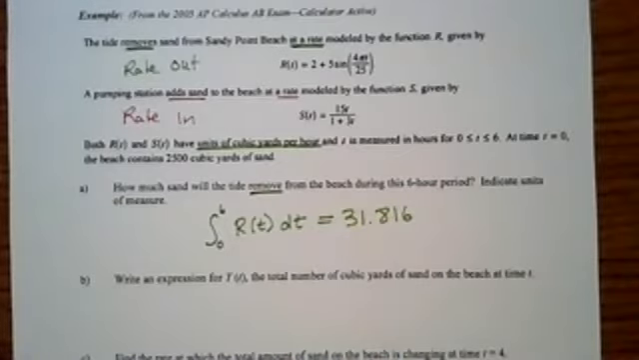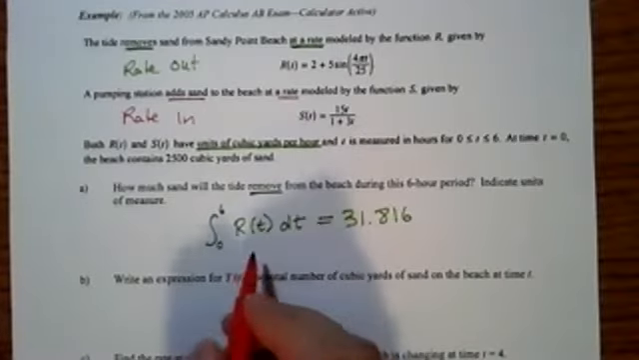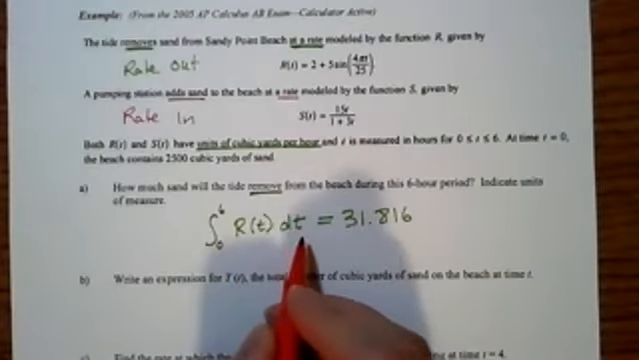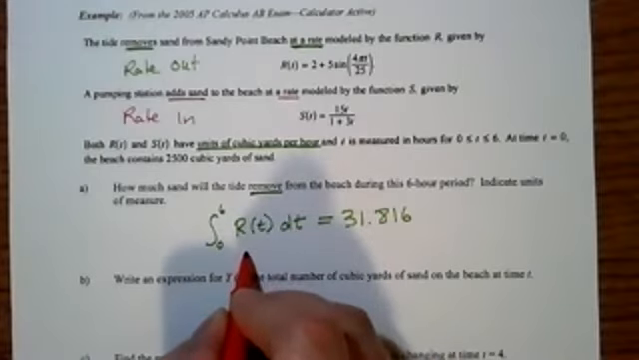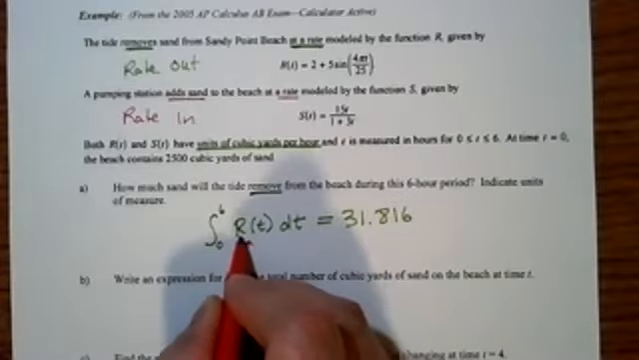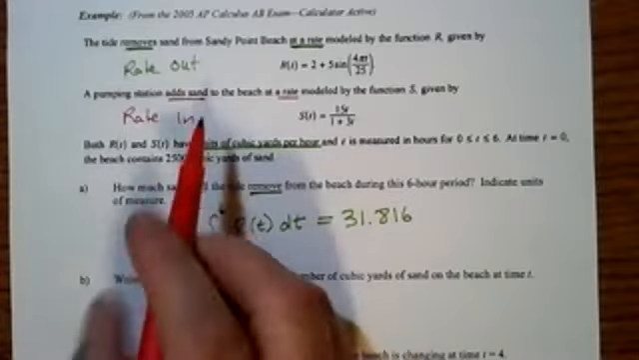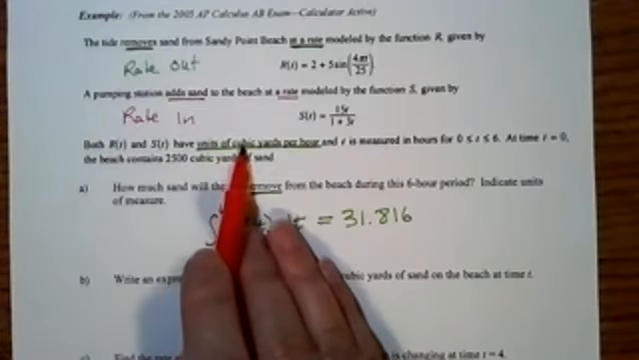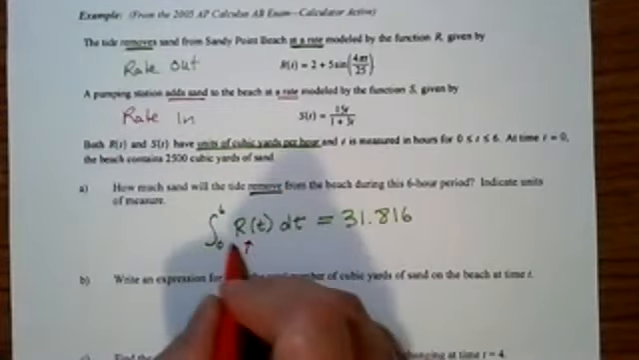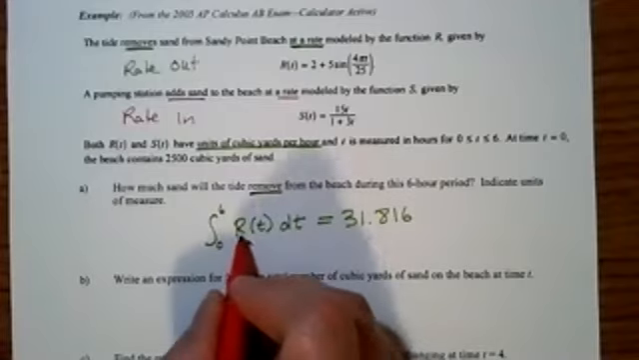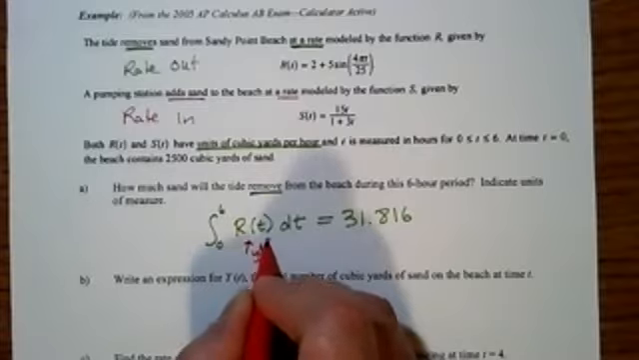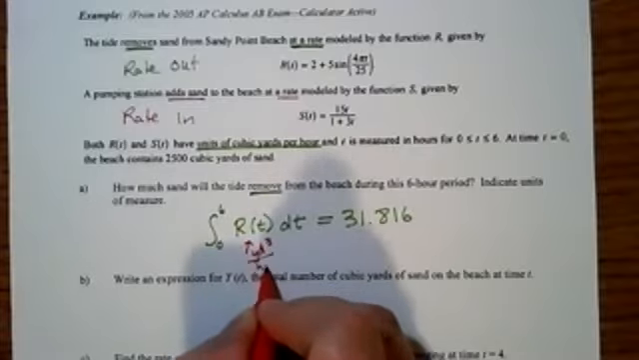And this one I don't think is too hard, but sometimes it's a little hard to decide what your units of measure are. So I'll remind you, your units for the function and the differential dt should be giving you a hint of this. So what did they tell us that the units for r of t are? Back up here, if we look, both r of t and s of t have units of cubic yards per hour. So this part of my integrand is measured in cubic yards per hour.